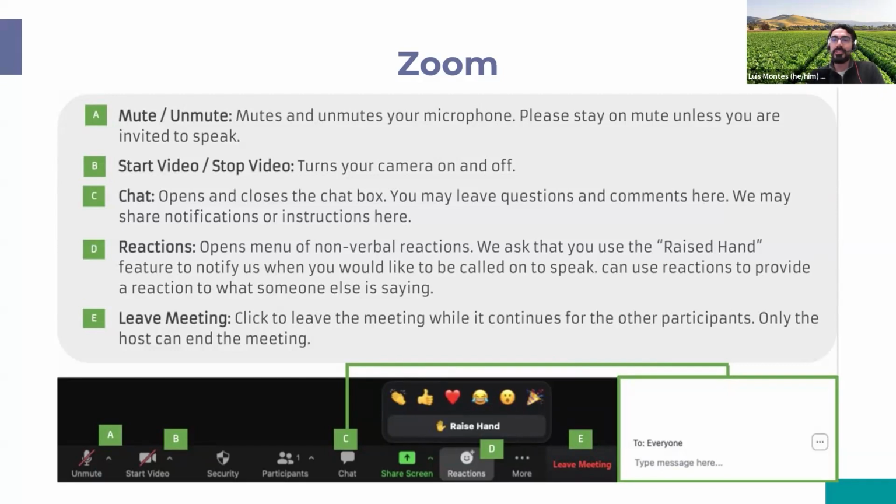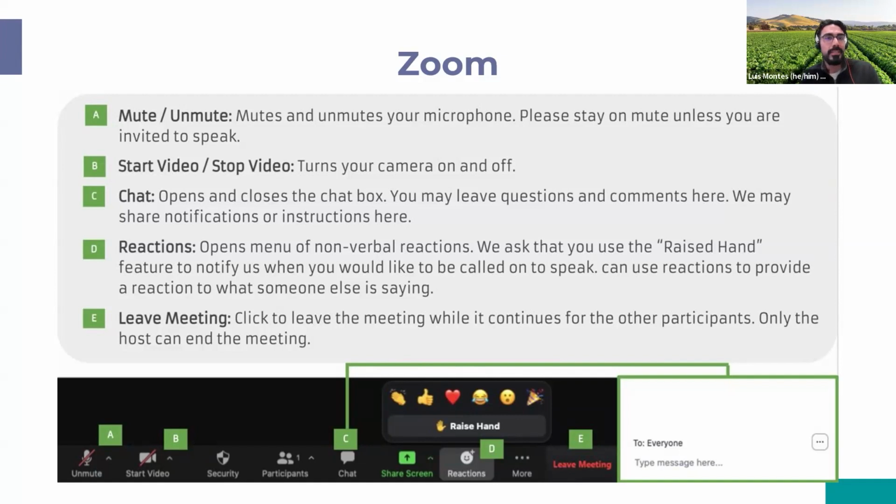You are welcome to leave questions and comments throughout the meeting, and we will ensure that we flag those questions or include those comments in our notes. There are also reactions, so if you want to use a nonverbal reaction, feel free to do that. We ask that you do use the raised hand function to notify us when you'd like to be called on to speak, and use reactions to provide reactions to what someone else is saying.